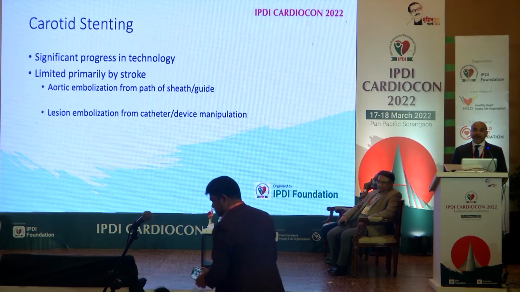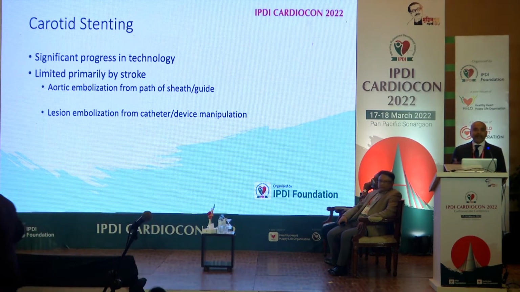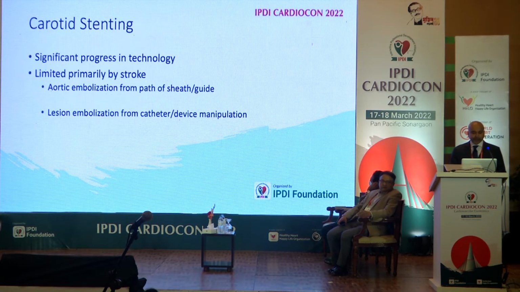One is from aortic embolization from the path of the sheath or the guide. If these are patients that have extensive calcifications or atheroma in the aorta, you can embolize from the aorta up into the cerebral circulation. Or it's a lesion embolization from just crossing the lesion in the carotid space. That's from the catheter or the device manipulation.